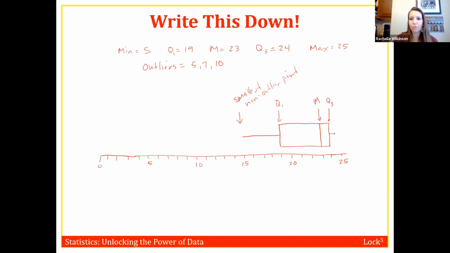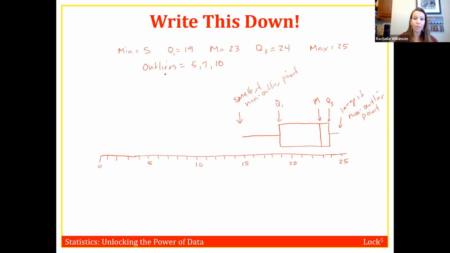So I'm going to draw, oh, whoops. I put too much pressure on the computer pen, then it thinks I'm trying to do something else. Okay, I'm just going to draw a line from the box up to 25. Okay, so this is my largest non-outlier point, which in this case is the same thing as the maximum. So largest non-outlier point.